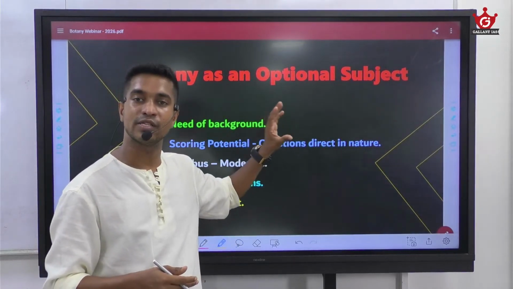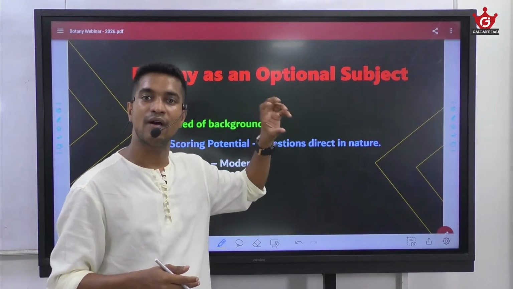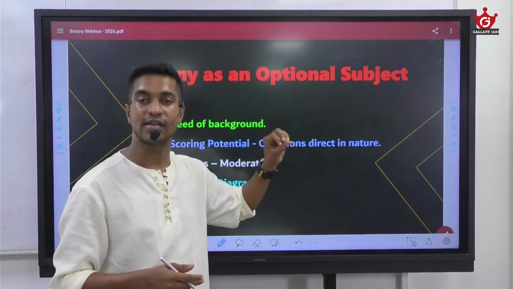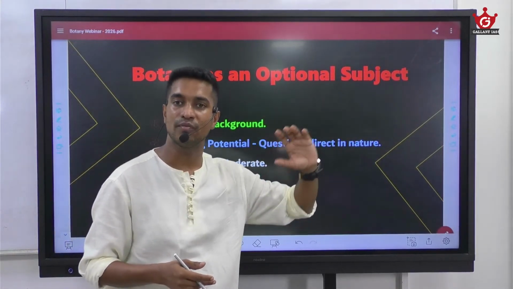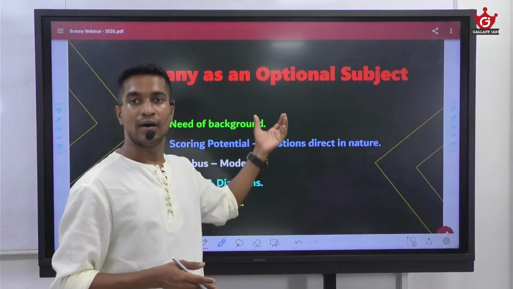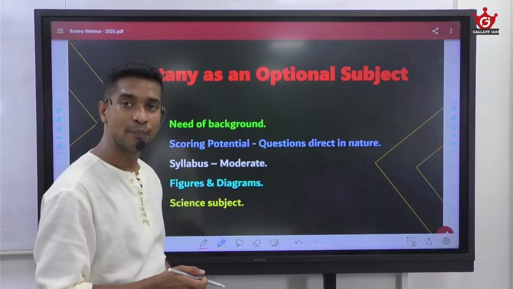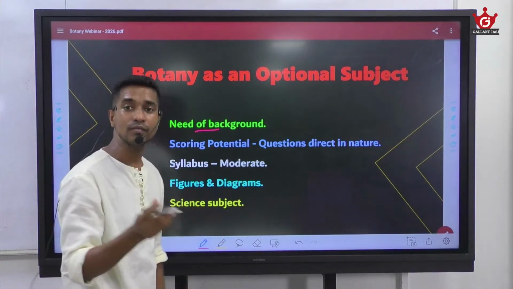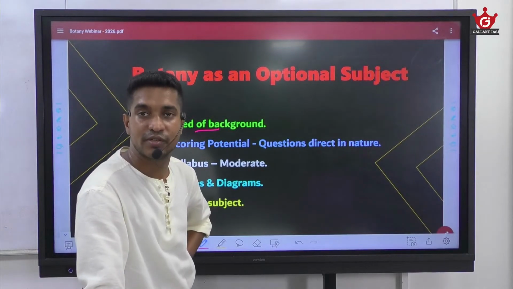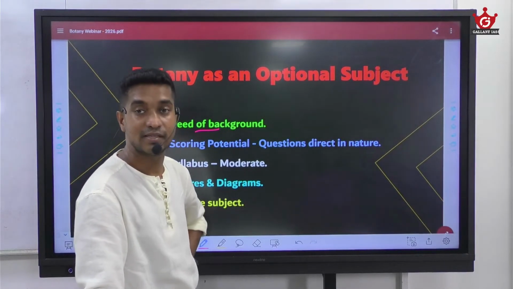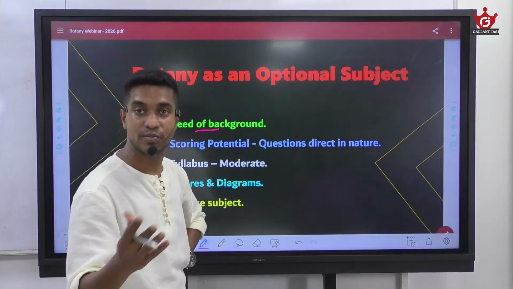So if you are a graduate in botany, zoology or in any other science stream and you have an interest in studying botany as an optional subject, definitely you can take it. In your graduation time you have mostly gone through most of the topics mentioned in the syllabus, so it is very effective for you if you have a background in your graduation or post-graduation level in botany or in related science subjects. You can choose botany as your optional subject.